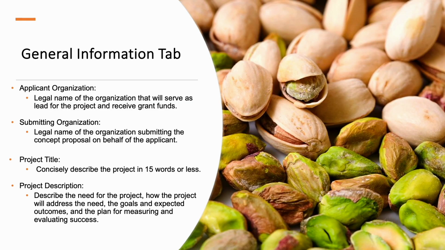The first tab is the General Information tab, and it contains 4 items. The applicant organization should match the legal name of the organization that will serve as the lead for the project and will receive grant funds. The submitting organization should match the name of the organization submitting the concept proposal application. In most cases, this is the same as the applicant organization. However, if a grant writer prepares the concept proposal application on behalf of an applicant, you must disclose the grant writing organization to prevent possible conflict of interest during the review process.